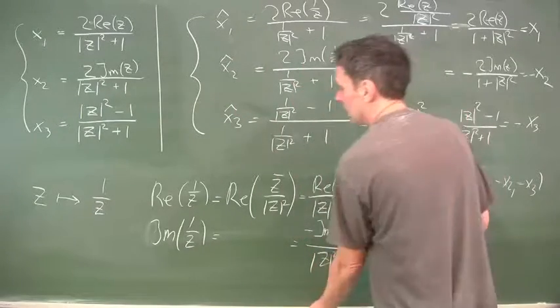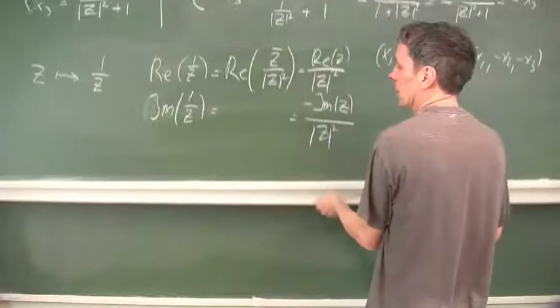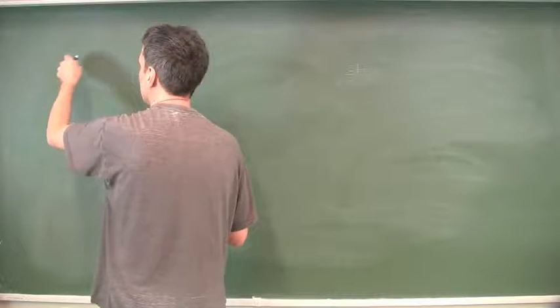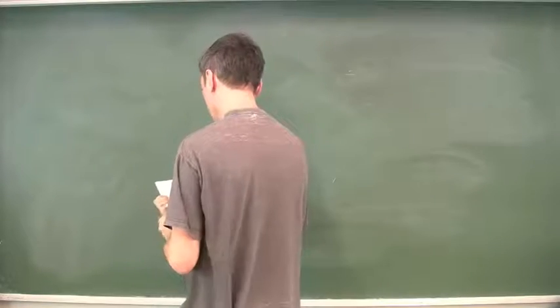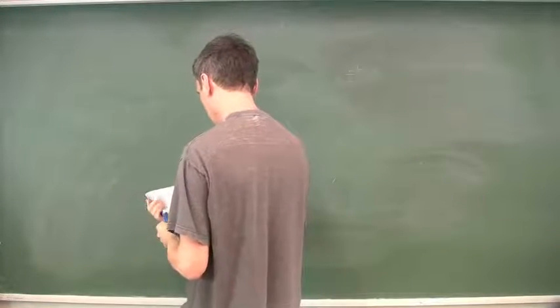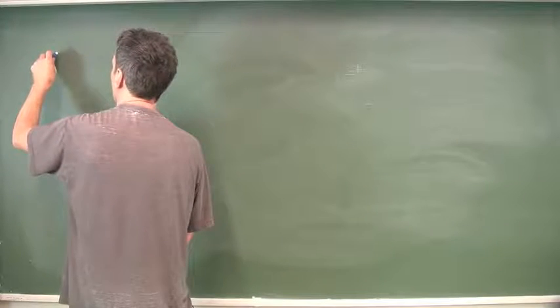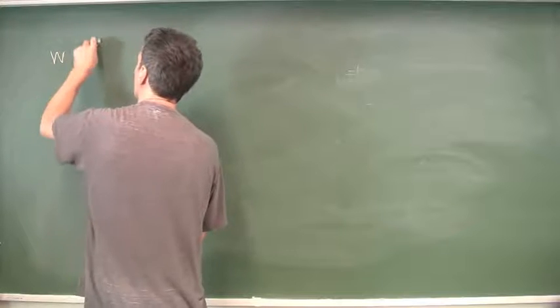Okay, this can now be generalized in a very nice way. So we consider not just this map taking z to 1 over z, but we consider a more general class of maps which are called Möbius transformations. So a Möbius transformation looks like this.